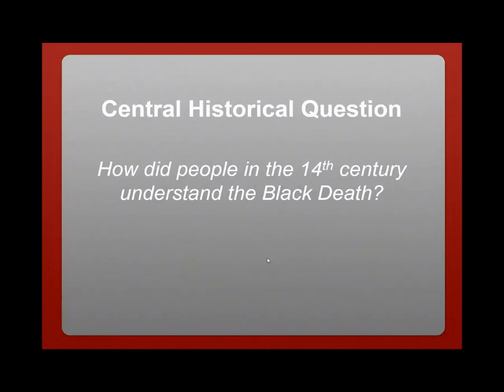So, the central question that I'm going to have you think about today is, how did people in the 14th century understand the Black Death? And you're going to have a lot of very interesting reading that will help you understand their thought processes about medicine and about disease during this time.